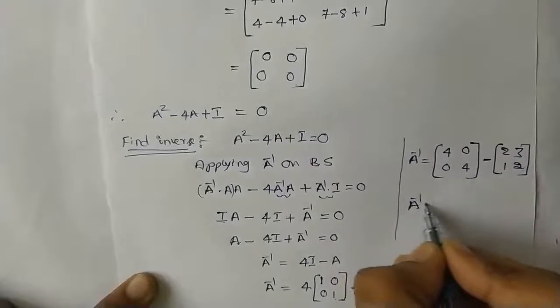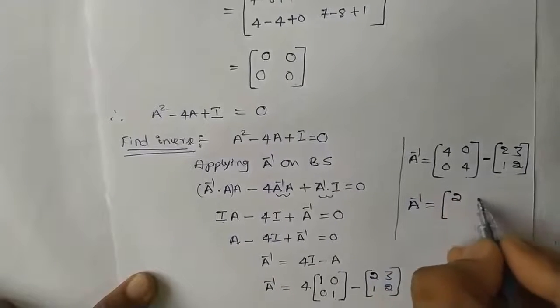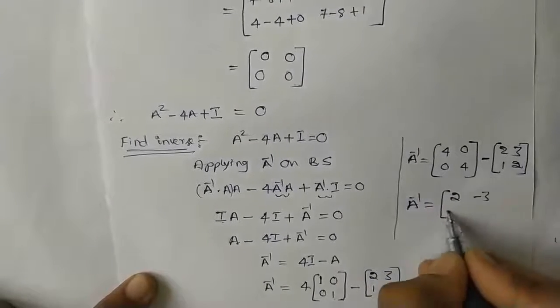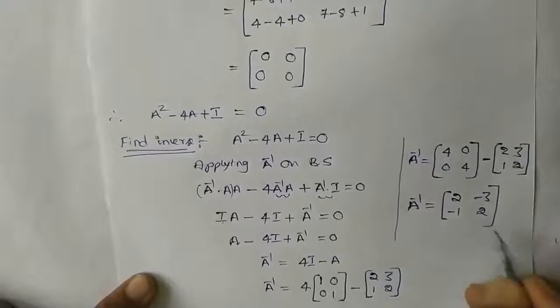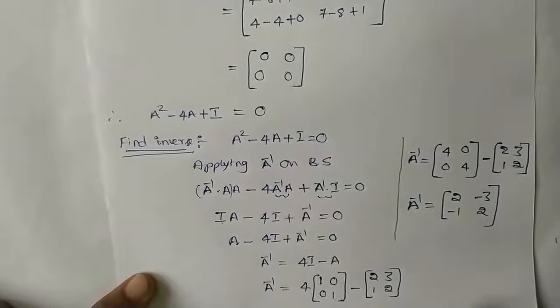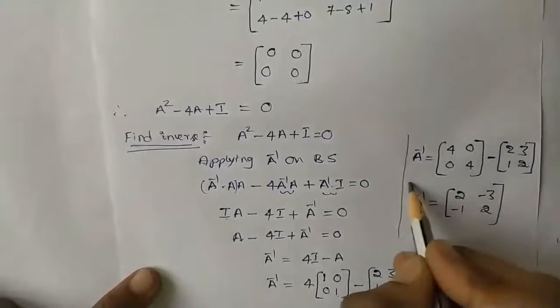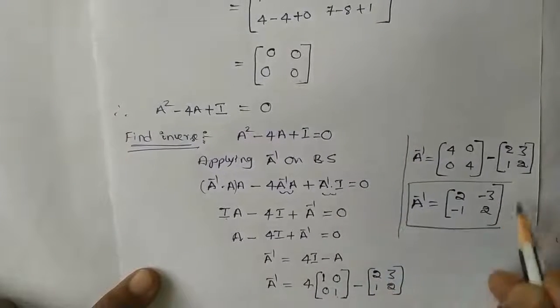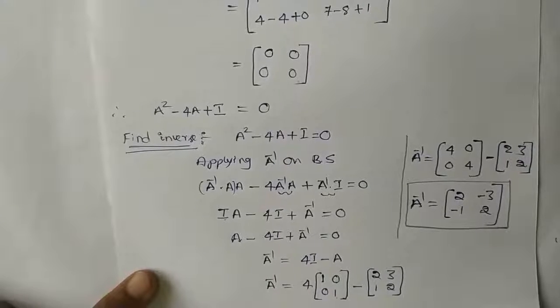So A inverse equals to 4 minus 2 is 2, 0 minus 3 is minus 3, 0 minus 1 is minus 1, 4 minus 2 is 2. Inverse of the matrix is [2 minus 3 minus 1 2]. Hence it is the inverse for this question. Hence it is the solution for this question.